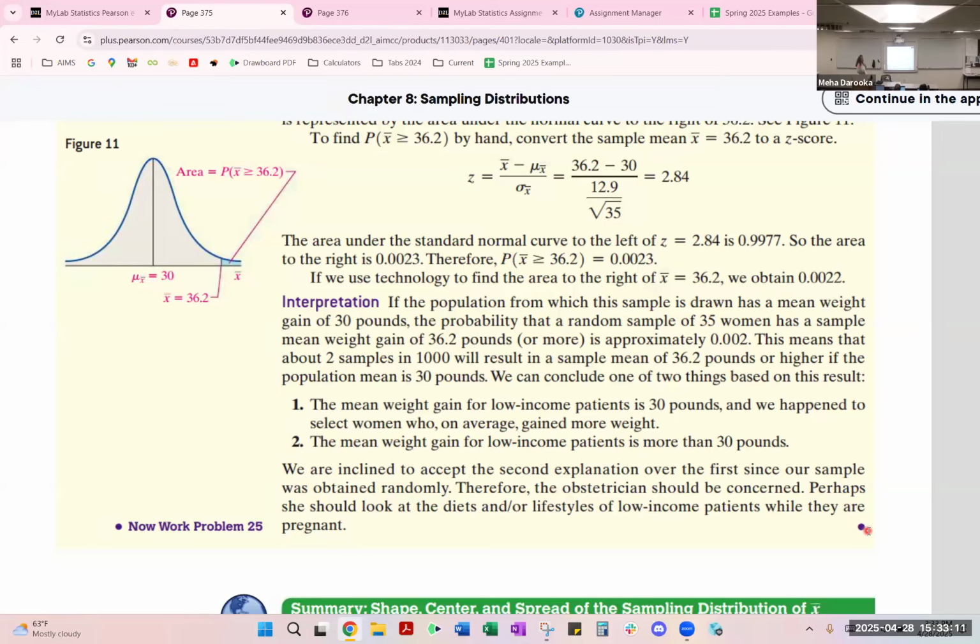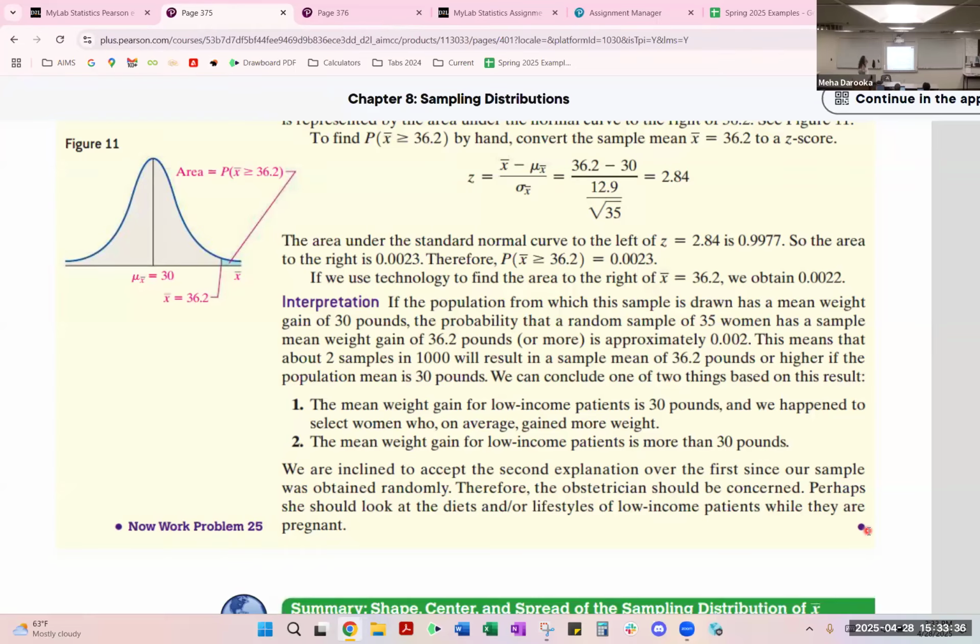0.002. So you can see that means from the 1,000 samples we collect of 35 pregnant women who gain weight, 2 from those 1,000 samples would have a mean of 36.2 or higher. So yeah, this is very small. So you can kind of see the conclusions that are coming out on this.